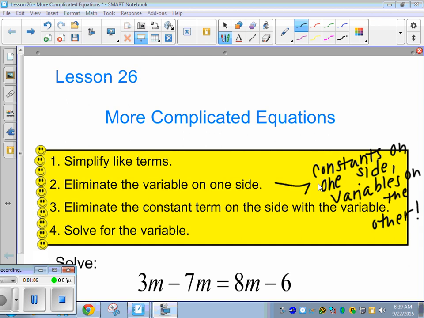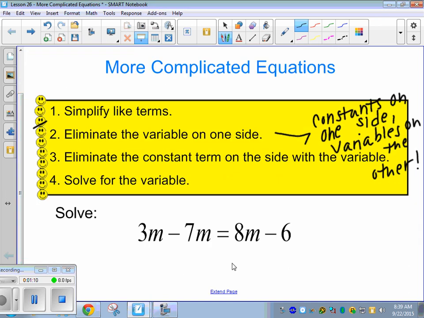So if we want to use these steps to solve this problem I had you guys take a whack at, to start, we have 3m minus 7m equals 8m minus 6. So you guys probably want to go back to where you were trying this in your notes, especially those of you who didn't get 1/2, because that should be our answer in the end. So my first step is to simplify like terms, guys.